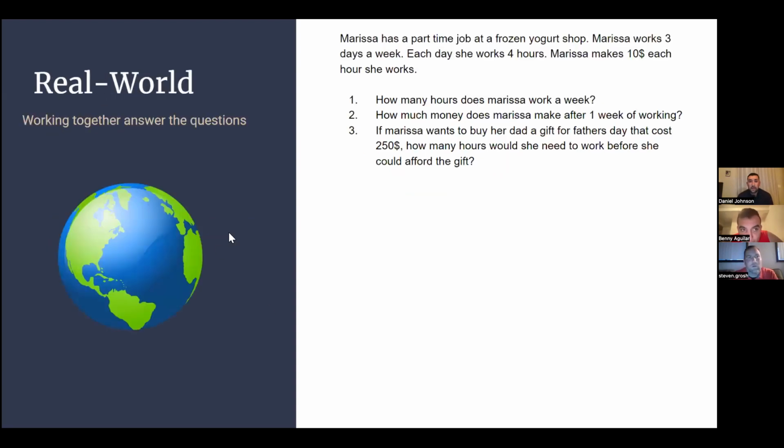Got it. And then just trying to relate it to real world problems, I kind of just put together a word problem. So I'll go ahead and read that. Marissa has a part-time job at a frozen yogurt shop. Marissa works 3 days each week. Each day she works 4 hours. Marissa makes $10 each hour she works. So we have some information, which would be our knowns, and then have 3 different questions where we would have to fill in the unknowns.